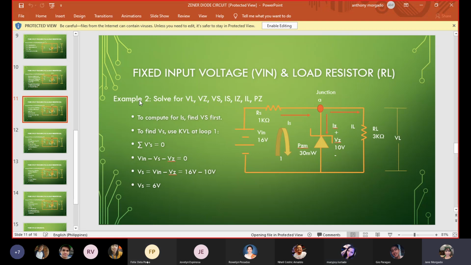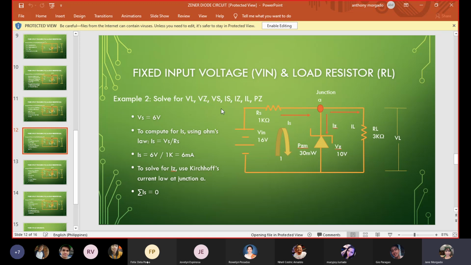So, VS equal to 6 volts. With VS equal to 6 volts, we can compute for the total current equal to VS over RS. So, 6 volts over 1K. So, we have 6 milliamperes. Ito naman, 3.33 milliamperes. So, medyo nakikita nyo na ilan itong magiging IZ dito. Of course, it would be the difference between IS and IL.